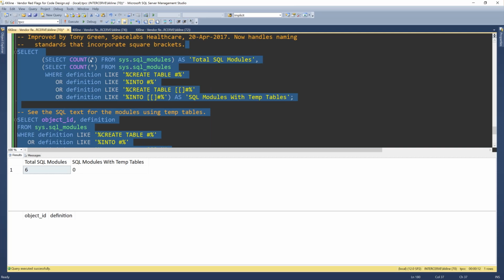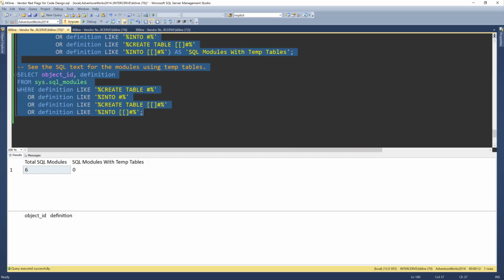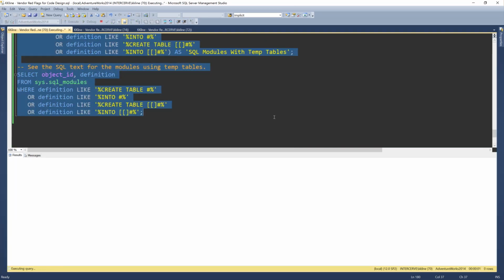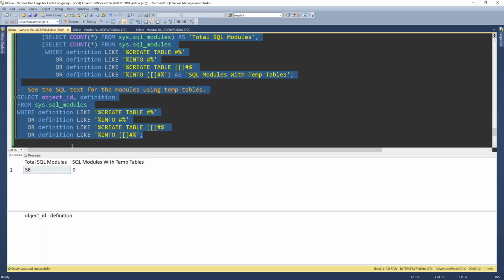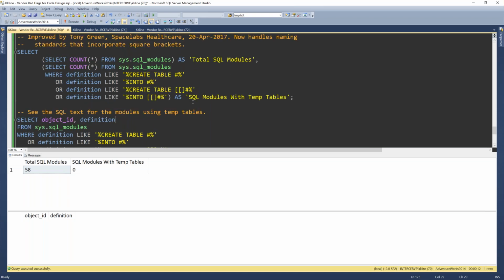Okay. And we can flip over to AdventureWorks and see if there's anything over there. Execute that. Let's see what we get. That one took a little bit more time than I remember for some reason. TPCC, which is the other one I was working with, is a bigger database. So, all right, 58 modules, none of them are referencing temp tables. So, again, we're in a situation where looking pretty good in that regard.